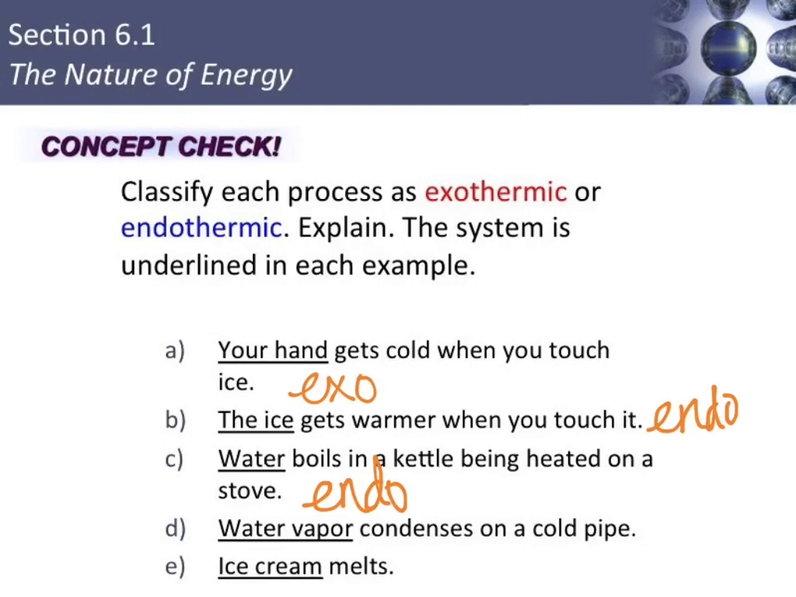Water vapor condenses on a cold pipe. So we're going to be exothermic, and ice cream melting is what type of process? Going from a solid to a liquid, so that means it's going to be endothermic. Any questions on that? All right.